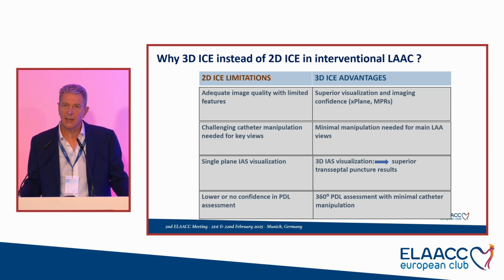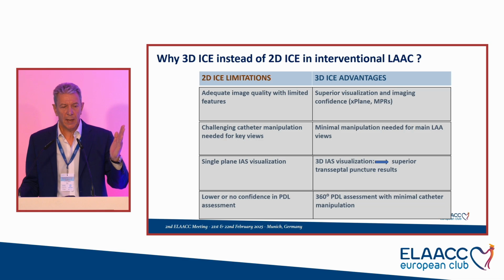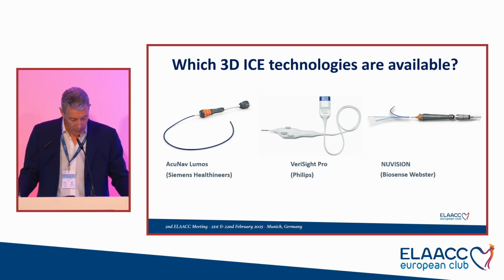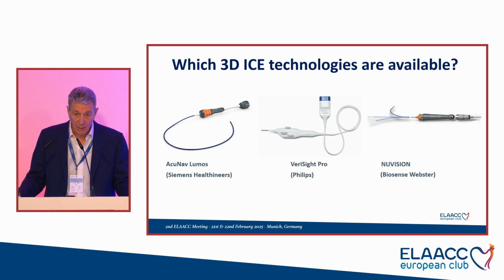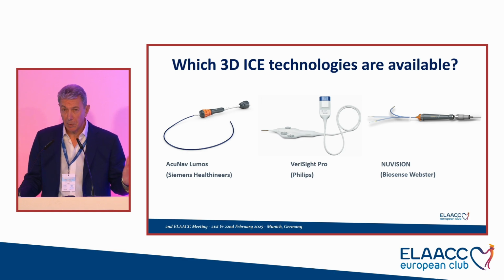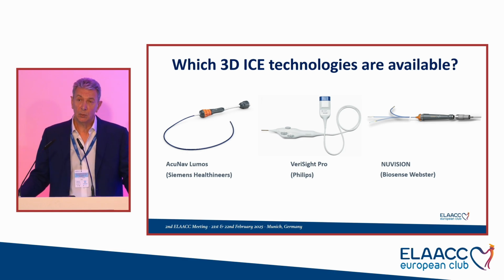With 2D ICE, basically, it is a single plane view. We try to get a surrogate of 3D ICE with multiple positions of the probe. This is the technology that we have in our hands. It is Acunav Lumos by Siemens. This is the only device available with a CE mark in Europe today. And the VeriSight Pro by Philips will be available in a couple of months. And the new Vision probably will be available during this year.